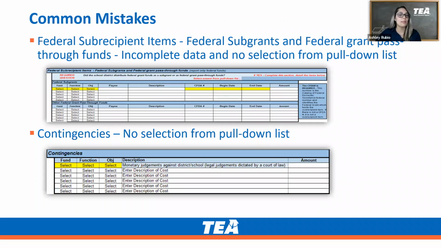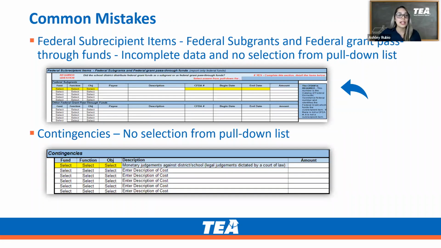Some more areas of opportunity to focus on are under the federal subrecipient items. We have identified incomplete data and no selection from the pull-down list. From the pull-down list located on the right-hand side of the data sheet, select yes or no to the question, did the school district distribute federal grant funds as a subgrant or as a federal grant pass-through fund?